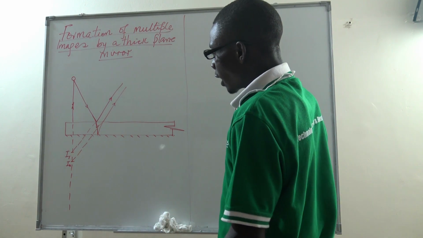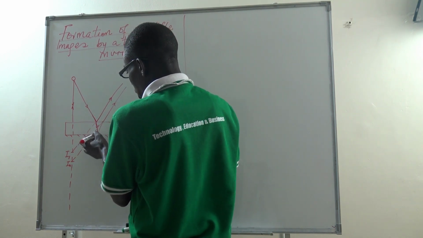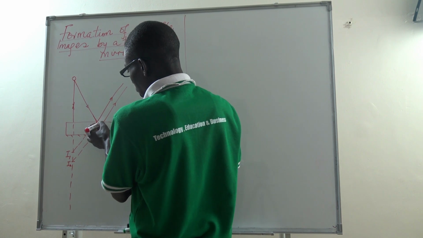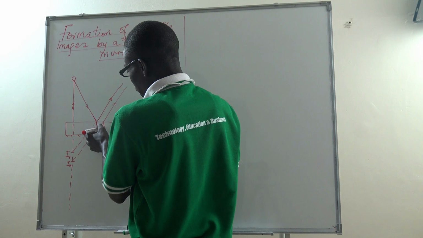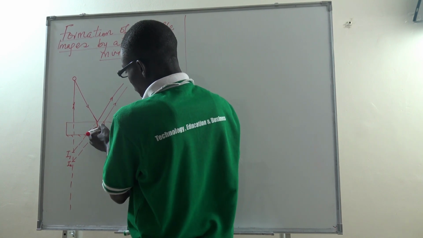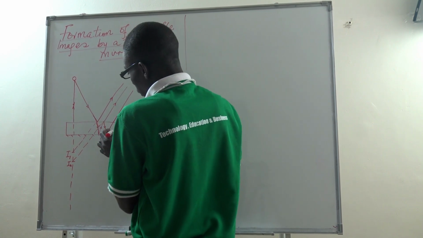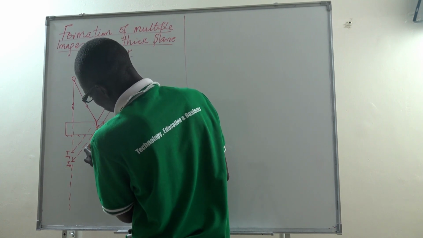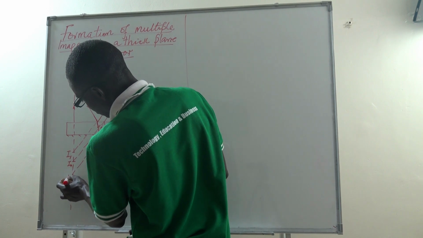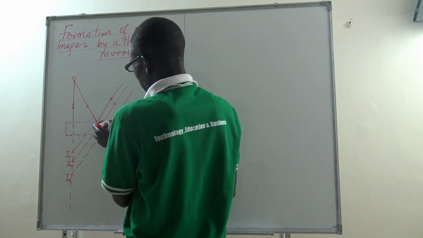Okay? And then what happens is, if this reaches here, part will be transmitted into the air, and part will be reflected back in the mirror at this point here, and then again reflected at this point here. At this point, it is transmitted out, okay? And it will appear to be coming from this point here, and that is where image 3 is formed, and this is reflected there.